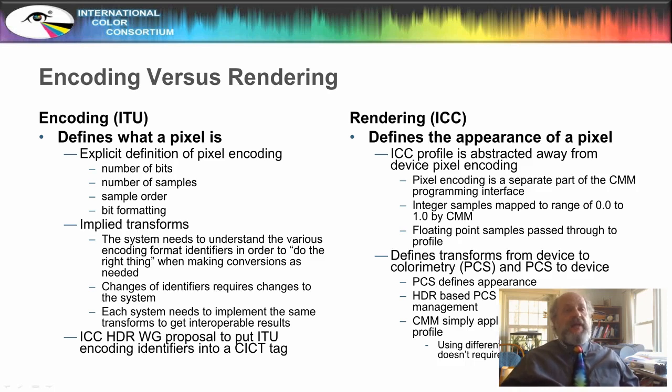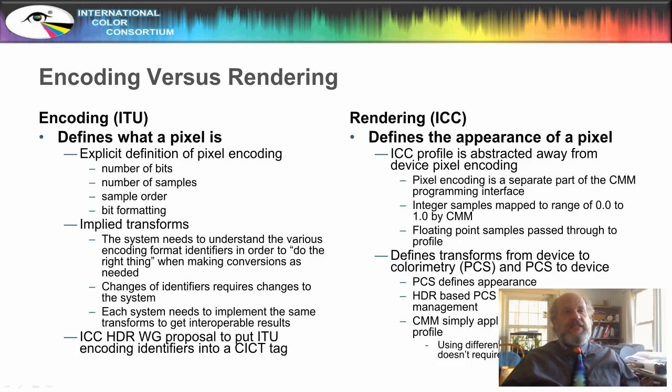Contrasting that is the way ICC approaches things. ICC uses the appearance of a pixel, and the ICC profile is abstracted away from the pixel encoding. Pixel encoding is a separate part of the CMM programming interface, and integer samples are mapped from a range of 0 to 1 by the CMM, and floating point values get passed straight into the profile.